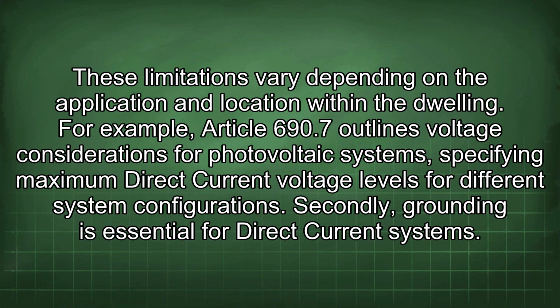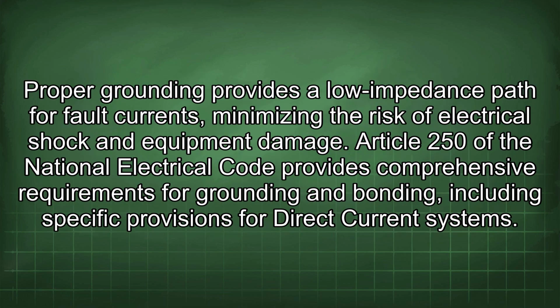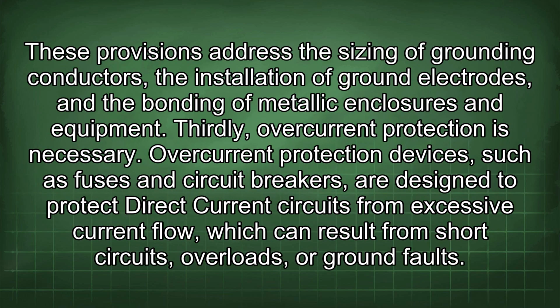Secondly, grounding is essential for direct current systems. Proper grounding provides a low impedance path for fault currents, minimizing the risk of electrical shock and equipment damage. Article 250 of the National Electrical Code provides comprehensive requirements for grounding and bonding, including specific provisions for direct current systems. These provisions address the sizing of grounding conductors, the installation of ground electrodes, and the bonding of metallic enclosures and equipment.